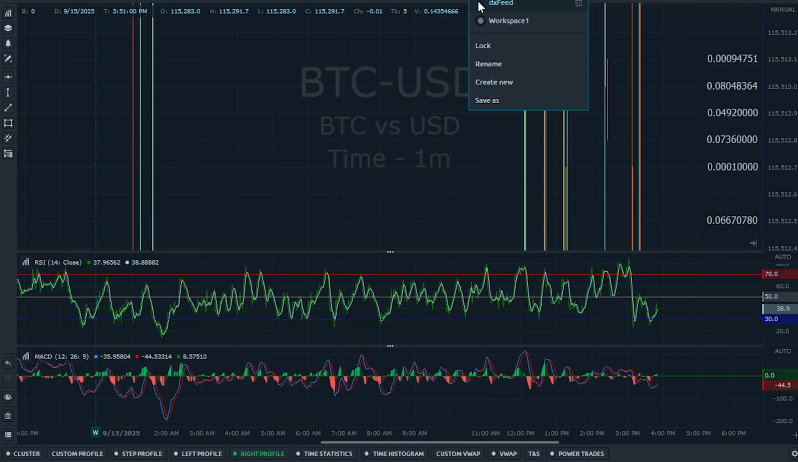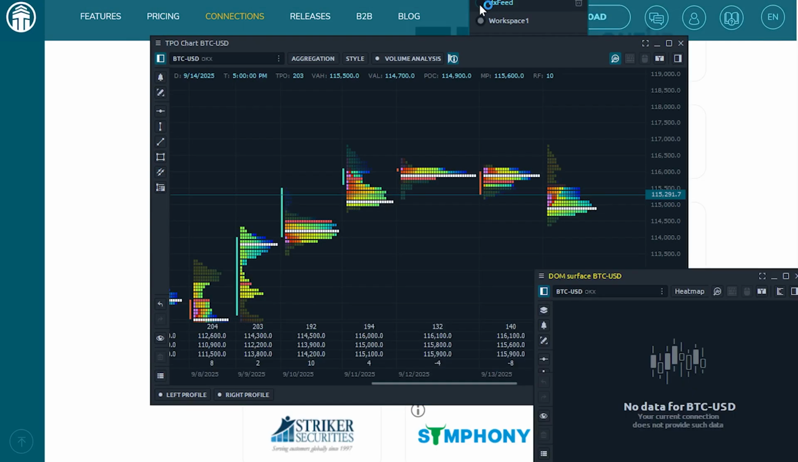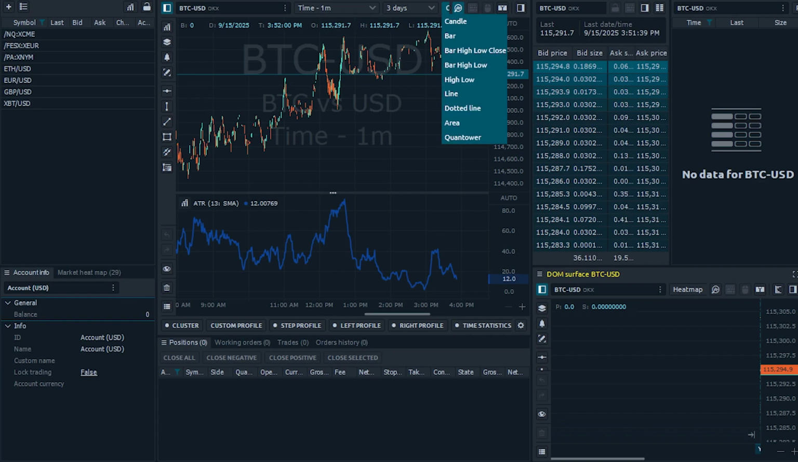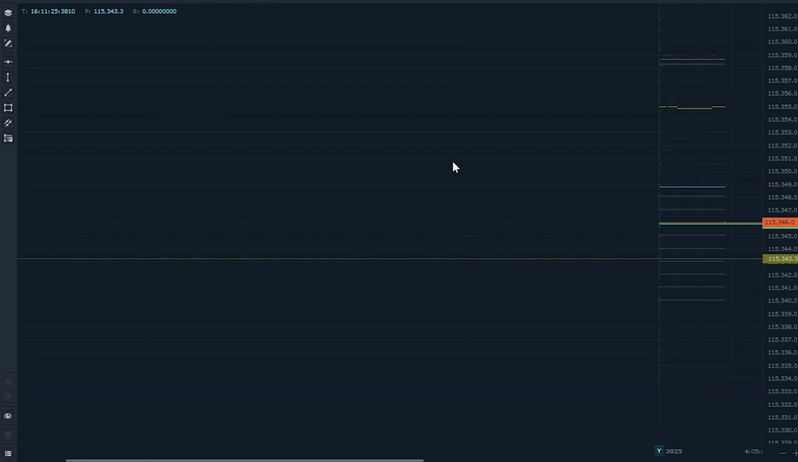So heading back over to our main dashboard, I want to take a closer look at some of the level 2 and time and sales data that Quantower offers. So you can see here, there's just in this default panel, and you can open these up as much as you want and make them bigger or smaller. It offers a kind of standard market depth panel, so looking at bid and ask prices and sizes, a time and sales panel. There's also this depth of market surface panel, which I think is particularly interesting, and I want to take a closer look at this.